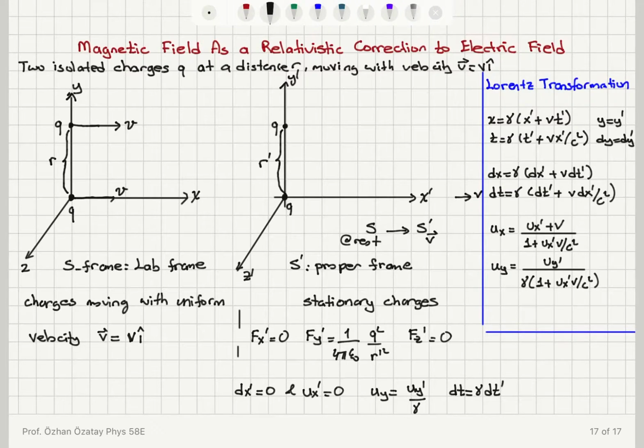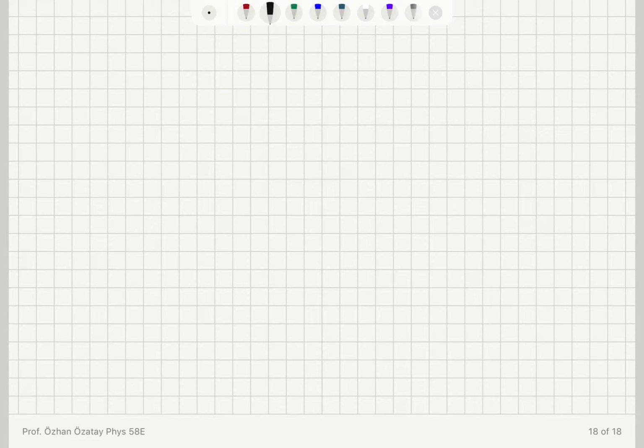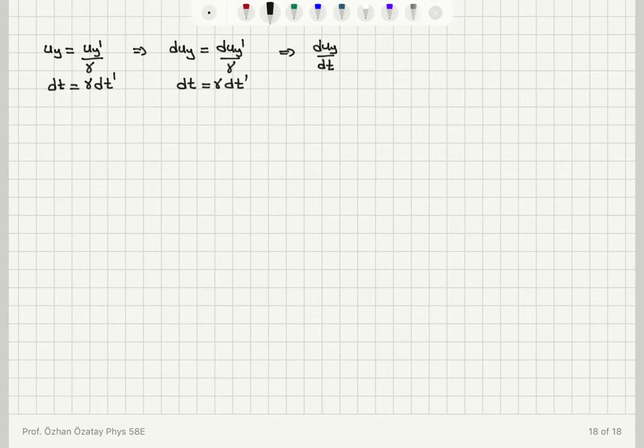So with that, if you look at the force in the lab reference frame and the force in the proper reference frame, once again I have uy is equal to uy prime over gamma, and dt is equal to gamma dt prime. So from this equation I can write duy is equal to duy prime over gamma. So if you look at duy over dt, that is 1 over gamma times duy prime over gamma dt prime. So I would get 1 over gamma squared times duy prime over dt prime.